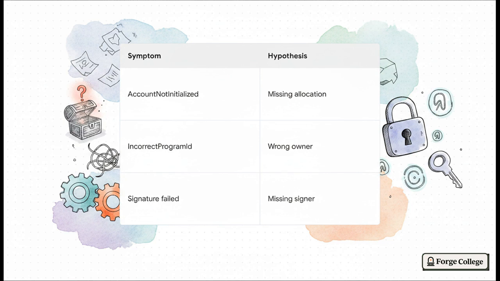If you see account not initialized or account data too small, your initial hypothesis should immediately be, oops, I forgot the paperwork. Double-check that you explicitly allocated space and funded it for rent exemption. Now, if you see incorrect program ID, you likely passed an account to a cross-program invocation that is actually owned by the wrong program. And if you get signature verification failed, it almost always means you just forgot to include a required signer in your test's instruction builder. Keep this cheat sheet handy, for sure.